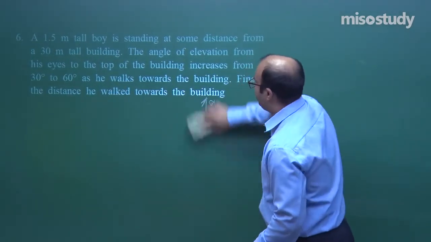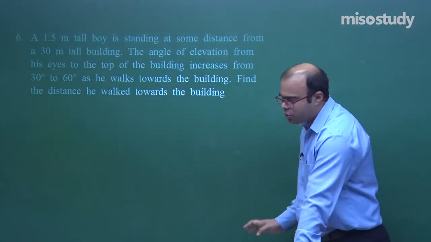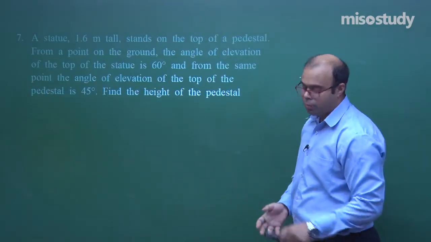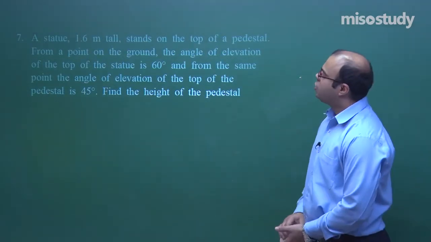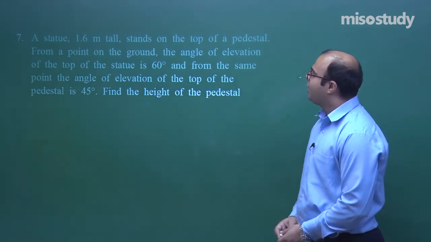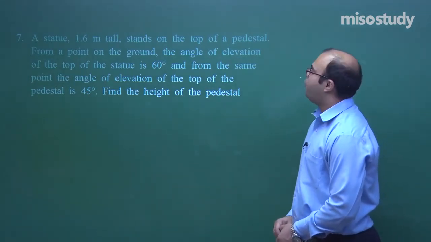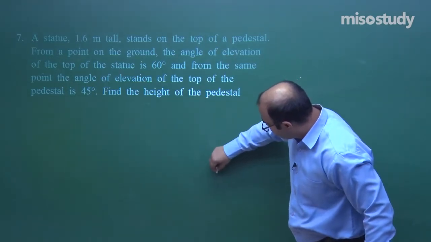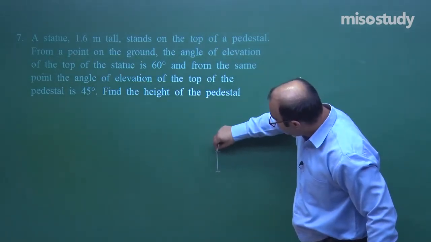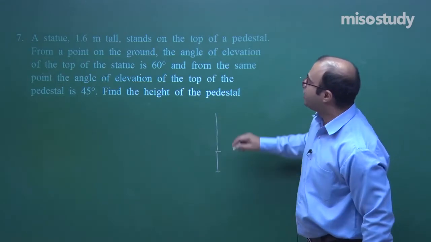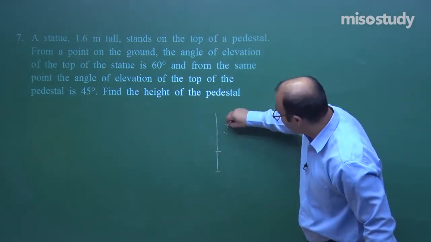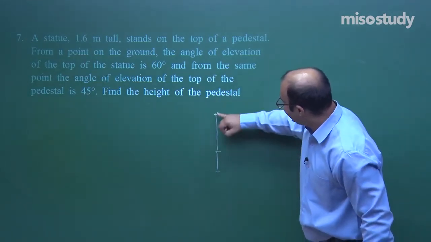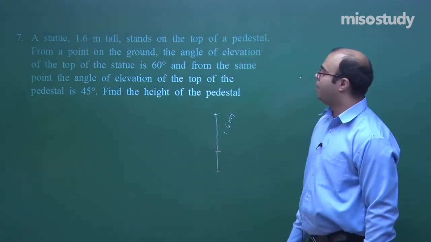Okay? Now, let us come to the 7th question, which is the last question of 4 marks. Then we will come to 6 mark questions. A statue 1.6 meter tall stands on the top of a pedestal. So, there is a pedestal. So, the pedestal itself has some height, and on that there is a statue, and a statue is 1.6 meter tall. So, from here to here is a statue, from here to here is pedestal.